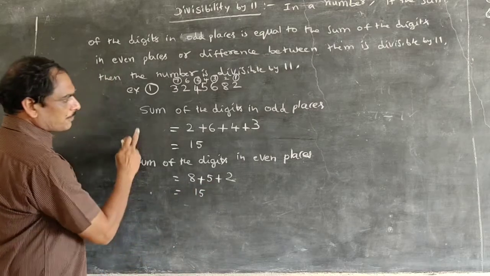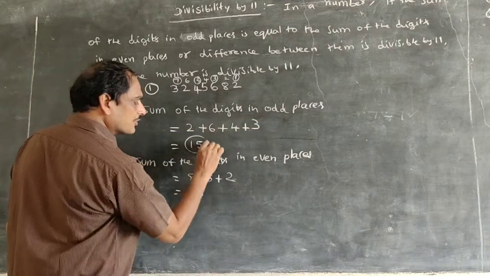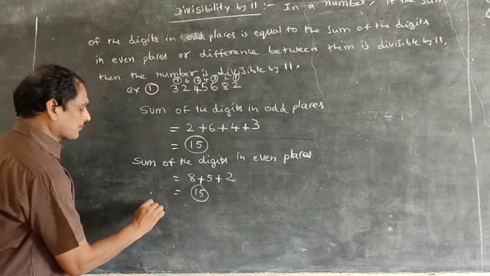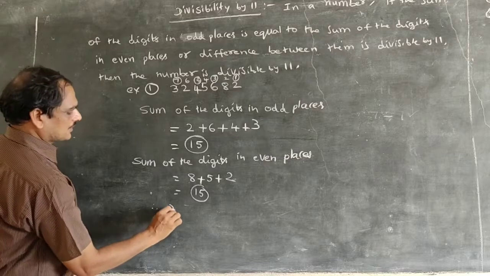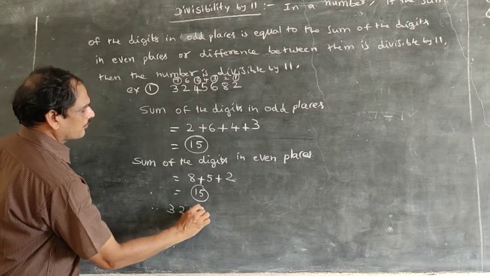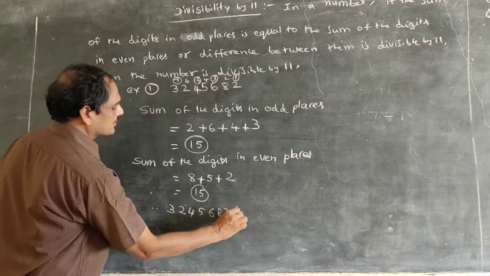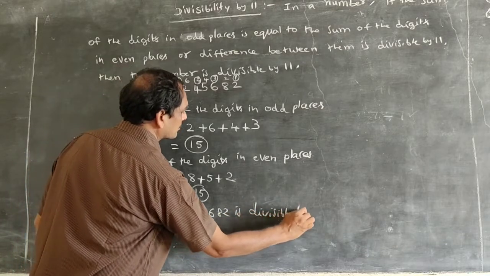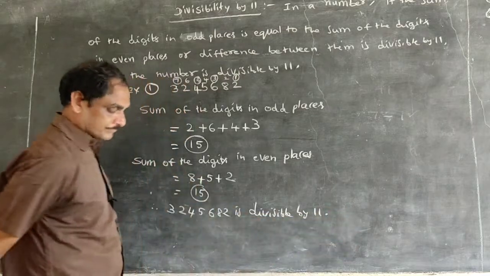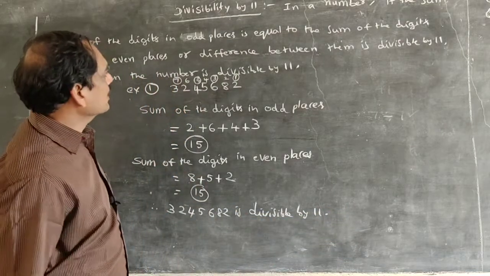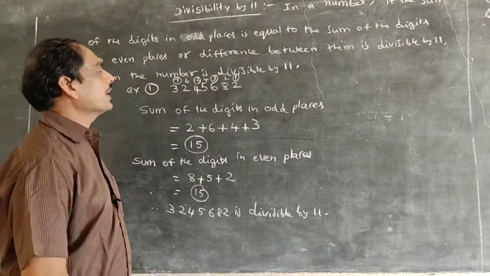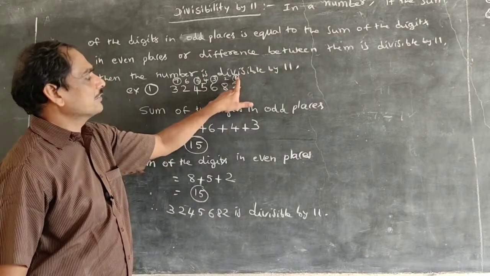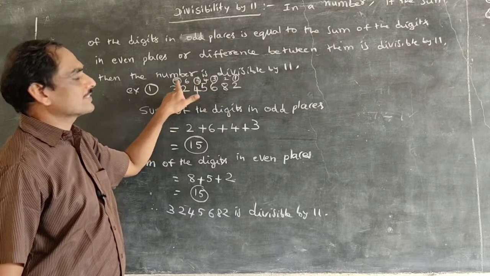So the sum of the digits in odd places is 15 and the sum of the digits in even places is also 15. Therefore, we say that 3245682 is divisible by 11. So, whenever a number is given, first we identify the places from the right side: 1, 2, 3, 4, 5, 6, 7.